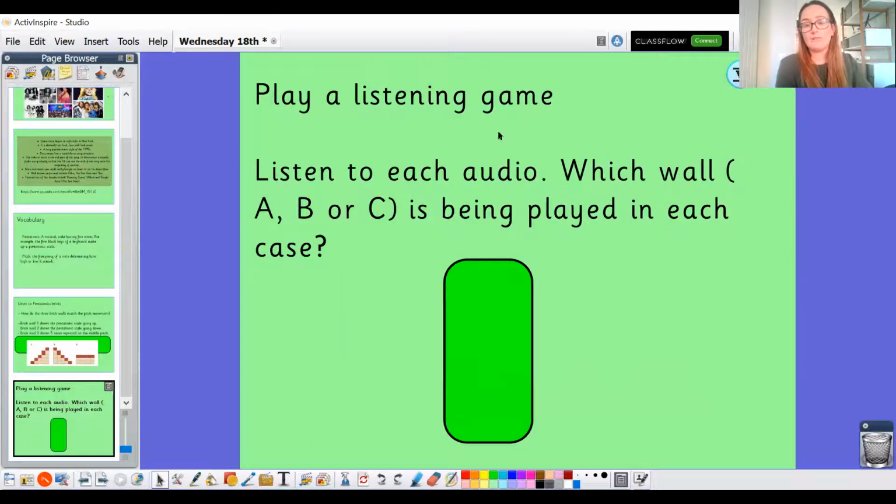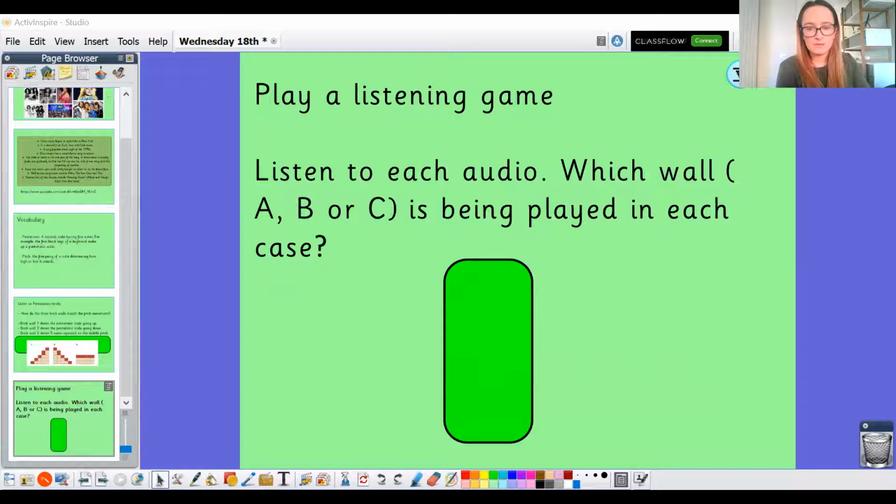What we're going to do now is play a listening game. So we're going to have 6 pieces of audio that we're going to listen to. And I wonder if you can decide whether it belongs to wall A, B, or C to see which wall is being played.